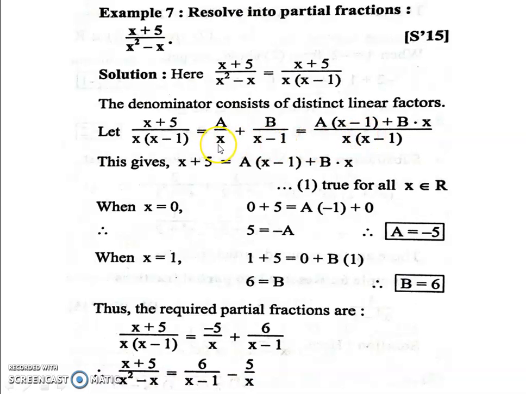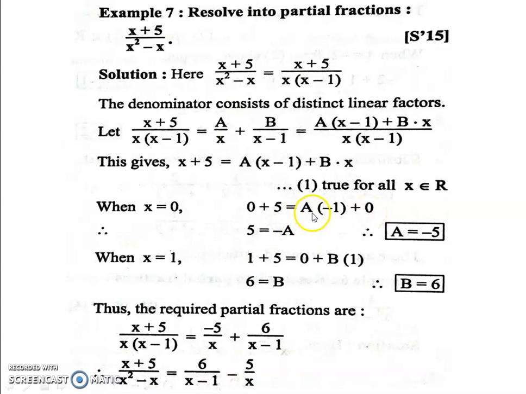Now the first factor is x equal to 0. So instead of x in this equation, we have to put 0. So 0 plus 5 is equal to capital A into 0 minus 1. 0 minus 1 gives the value minus 1. So minus 1 into A plus 0 into B. 0 into anything is 0. That's why we derive the 0 here.